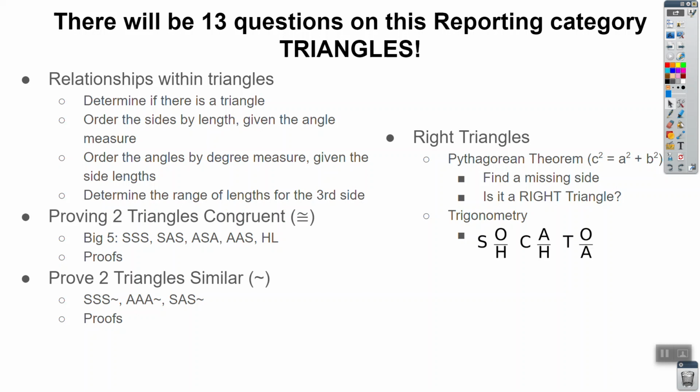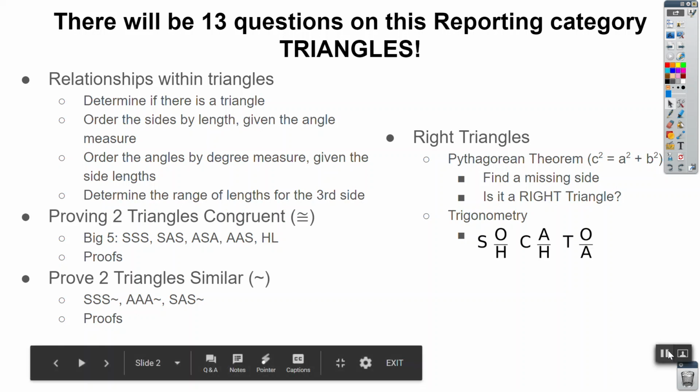We first can determine if there is a triangle. We have to order the sides by length given the angle measure, order the angles by degree measure given the side lengths, and determine the range for the third side. Then we prove triangles congruent, prove triangles similar, and then we talked about just right triangles. So we're going to go through a few little things to get us going.